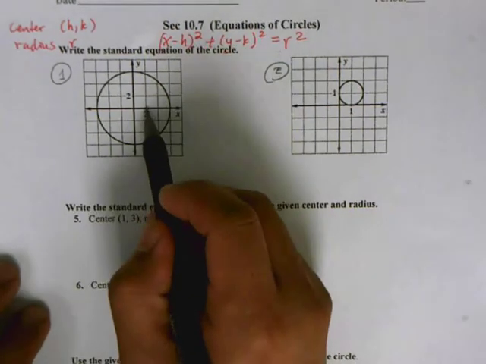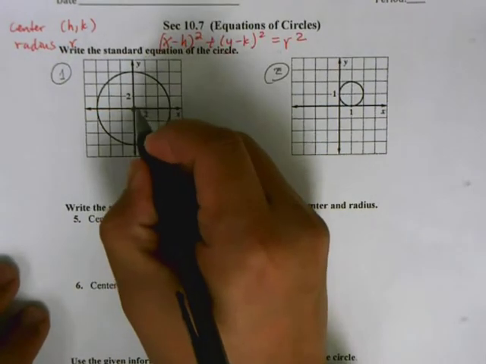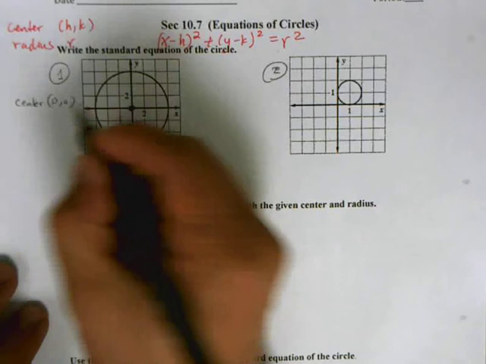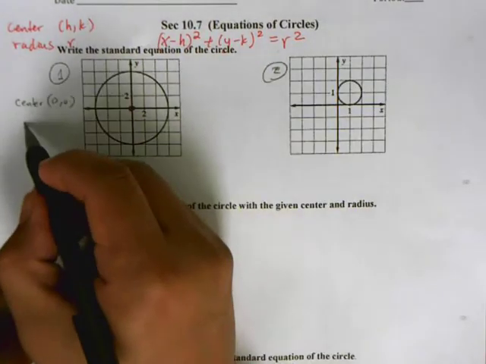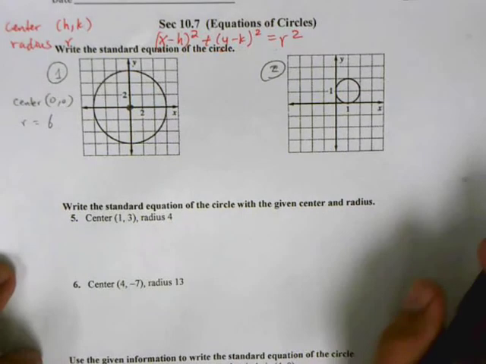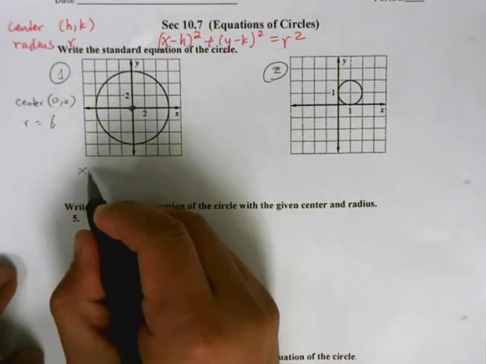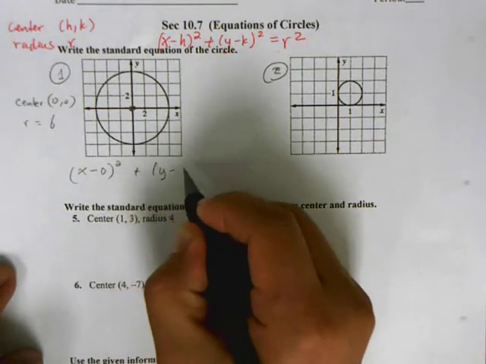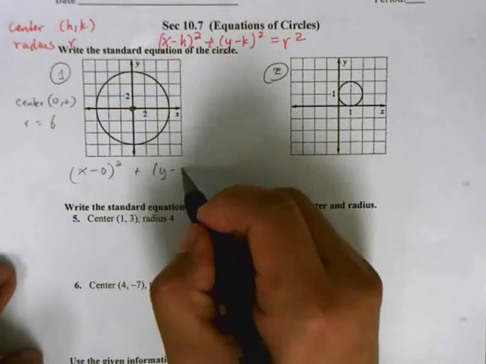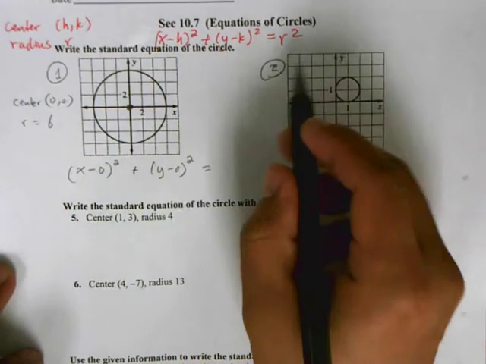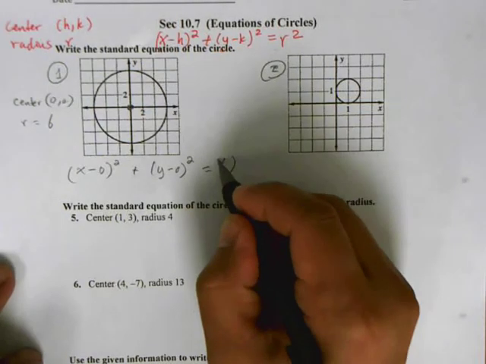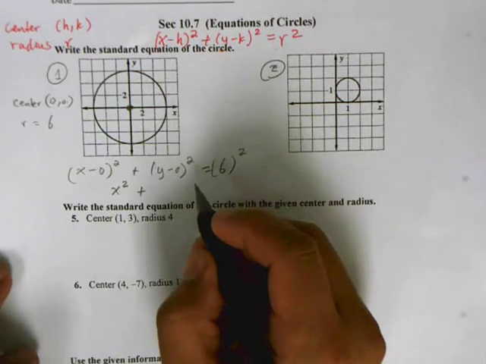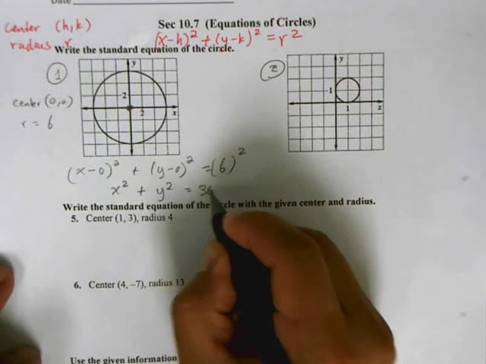So if you look at this circle here, these tick marks are 2. This is the center of the circle, so the center for this one is (0, 0). And the radius is 2, 4, 6, so r equals 6. That means the equation of this circle is (x minus h) squared, but h is 0 in this case, plus (y minus k) squared, or the y coordinate of the center, that's also 0 in this case, equals r squared, and r is 6 in this case. So let's simplify. You get x squared plus y squared equals 36, because x minus 0 is just x.